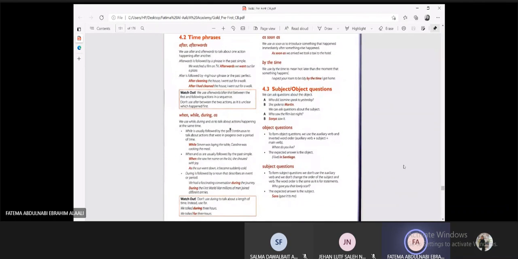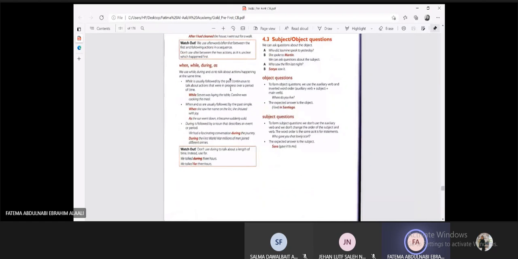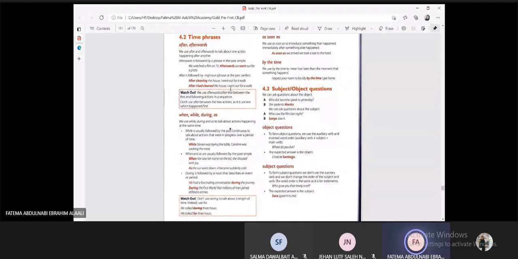Grammar reference 4.2, time phrases. Yes. Okay, so this is the last rule of the revision, which is time phrases. We have the time phrases that you learned: after, afterwards, when, while, during, as, as soon as, and by the time. The important thing you should know about this rule is when we use these time phrases and what they mean.